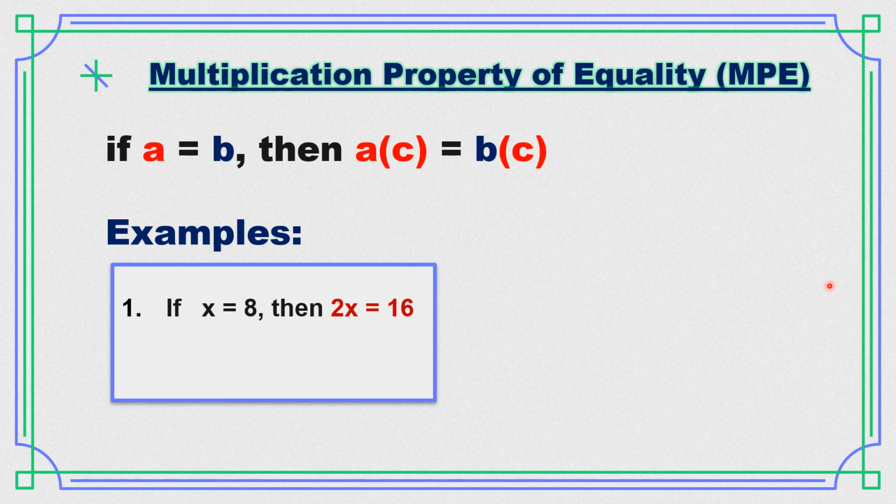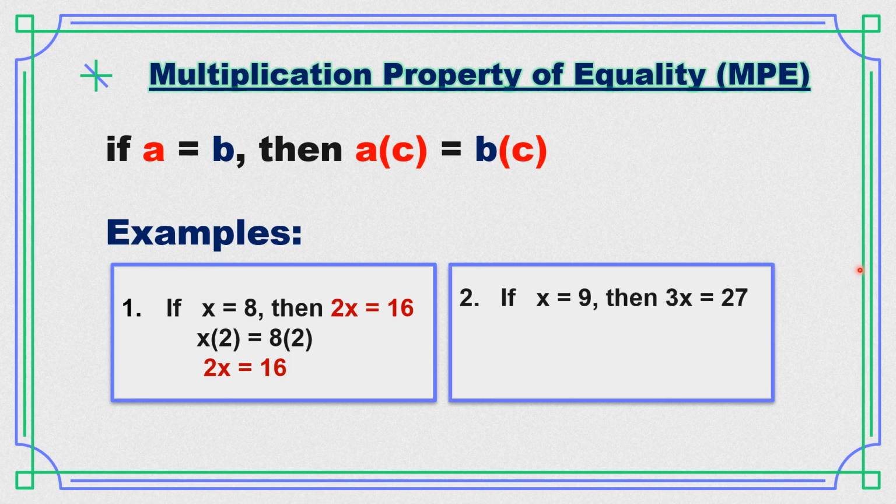Okay, so ang magiging sagot po natin, x times 2 is equals to 8 times 2. Kasi x times 2 is equals to 2x. Tapos yung 8 times 2 naman is equals to 16. Kaya ayan po ang naging sagot natin.